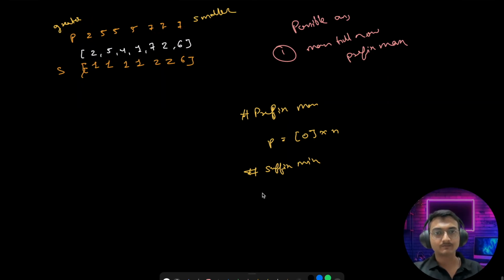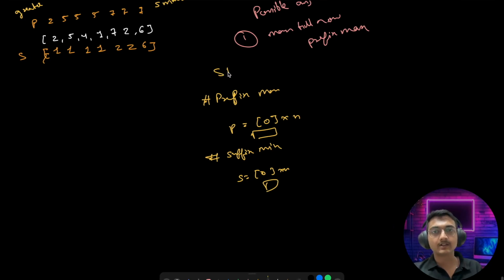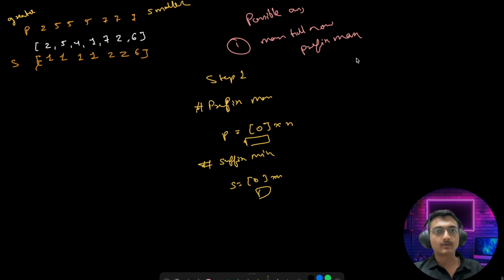Okay, super. Suffix minimum will be initialized with 0 and we'll be calculating it here, and prefix max here. Now what is the next step? This is step 1. Now step 2. Let me write step 2. I will be starting with i equal to n minus 2. I will be initializing answer equal to 0 times n.